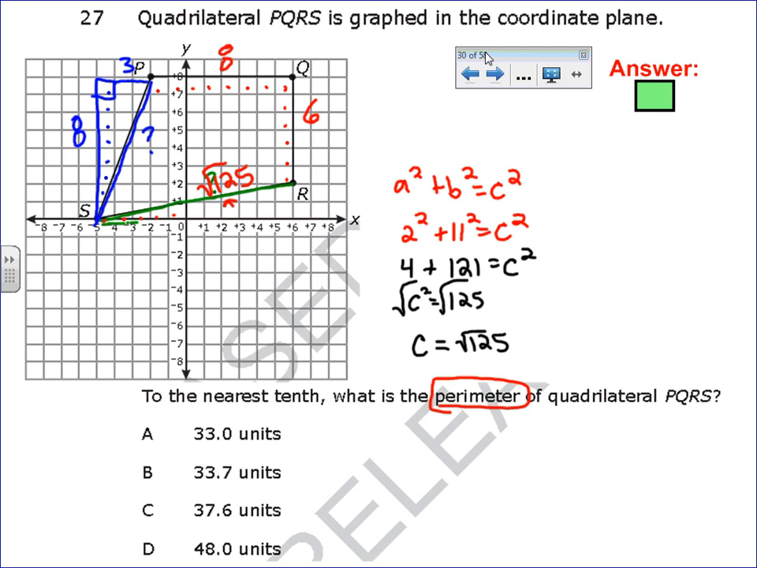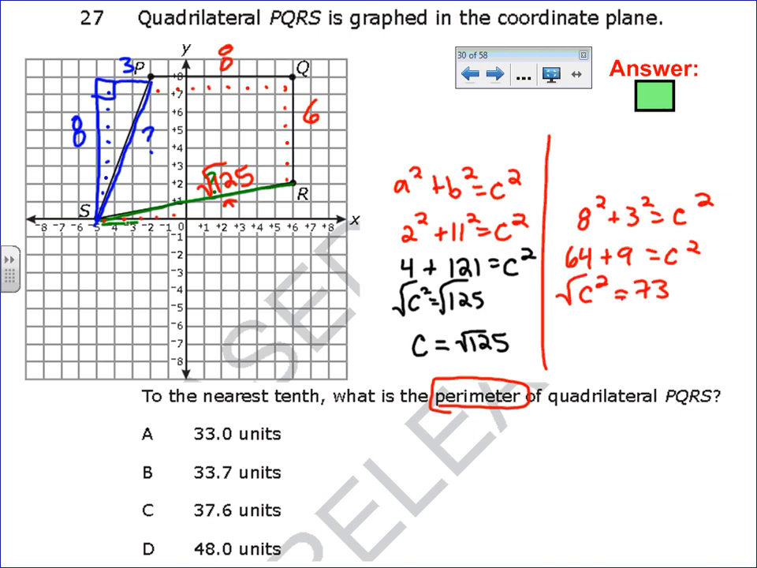Now I'm going to do the Pythagorean theorem again. I've got my formula here, so I've got 8 squared plus 3 squared equals c squared, so that's 64 plus 9 equals c squared. So c squared is equal to 73. Then I take the square root, so I know that c is equal to the square root of 73. So now I have this distance. I'm going to erase that extra. So I know that this is the square root of 73.